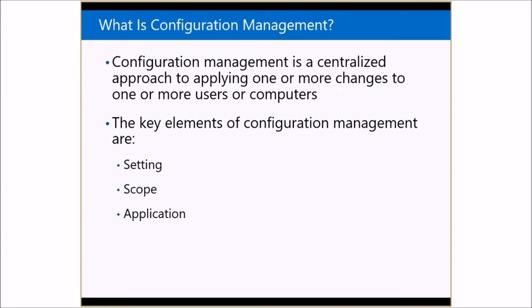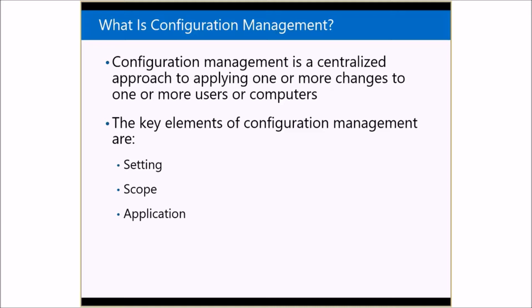So what is configuration management? Configuration management is a centralized approach for applying one or more changes to one or more users or computers. The key elements of configuration management are the settings, the scope, and the application. What does that mean? We're using group policy, and in the group policy we have settings. The scope is who it's applied to. When we attach it to an organizational unit, it applies to everyone in that organizational unit. If we then limit it with filtering to a specific group, then the scope is whoever is a member of that group and also in that organizational unit.